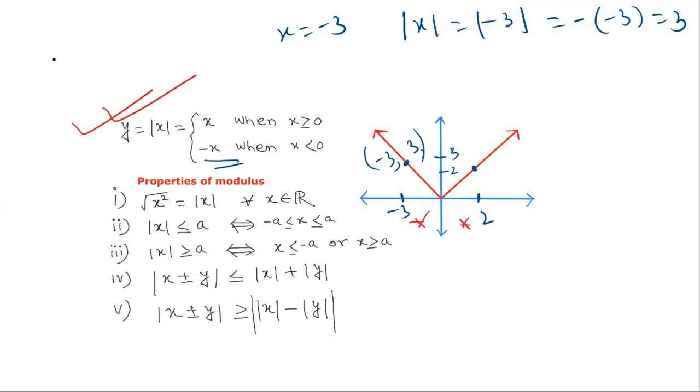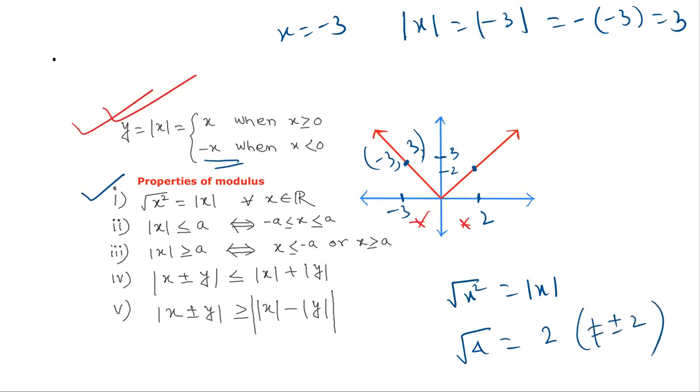These are the few important notes that I have provided here. Square root of x square will always become mod x. That means square root of 4 will become 2 only. If you write plus minus 2, this is wrong. This will never become plus minus 2. It will always become 2.